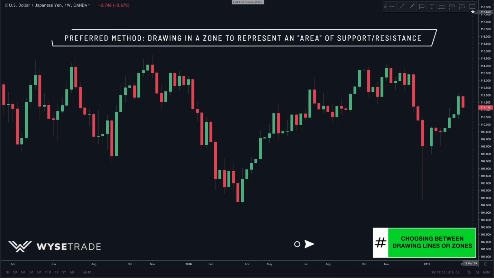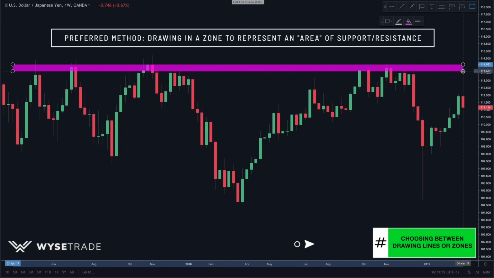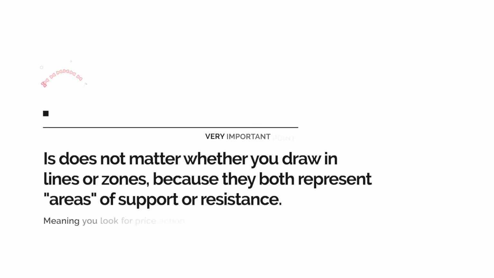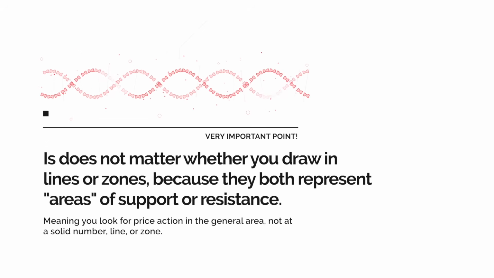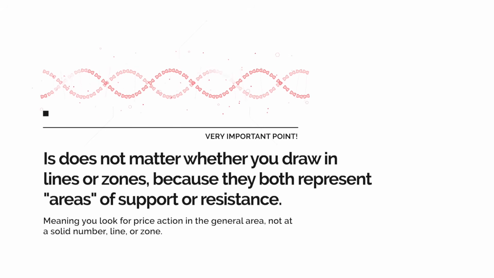So this brings us to our preferred method, which is drawing in zones like this. This way, it accommodates for the entire area, encompassing both candle closes and wicks. Now, here's the most important point, and make sure you remember this. It doesn't matter whether you draw in lines or zones. Either one works.